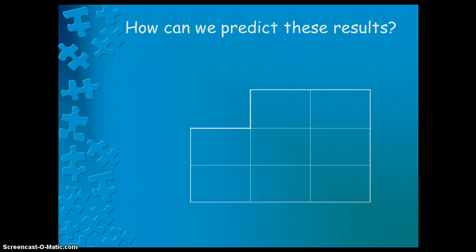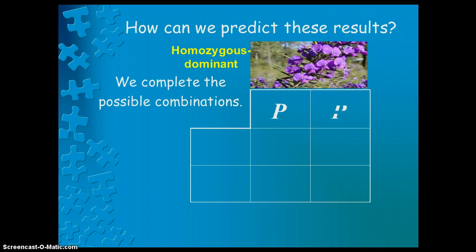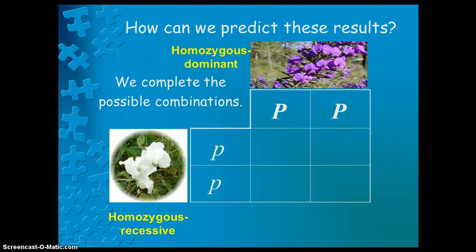So how can we predict these results? We can complete the possible combinations. So we're going to take a homozygous dominant purple flower, and we're going to take a homozygous recessive. Now when we're doing a Punnett square, we put the parents on the side and we put each allele over one of the blocks. Okay? We're going to draw 4 blocks. And here we go. We have big P, little p, big P, little p, big P, little p, big P, little p.